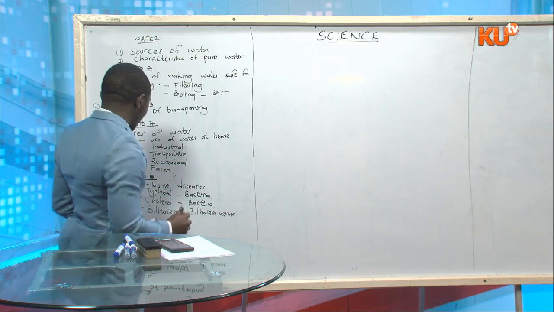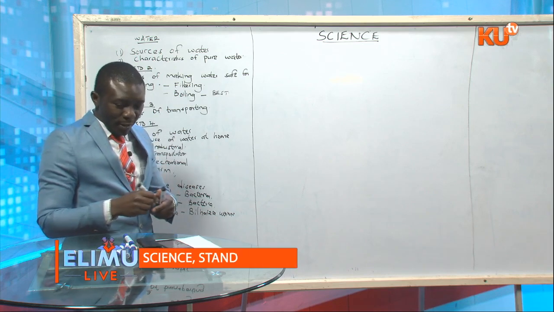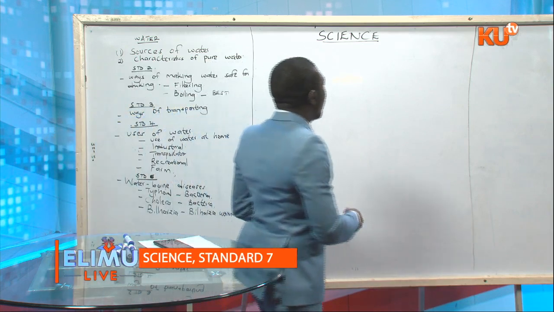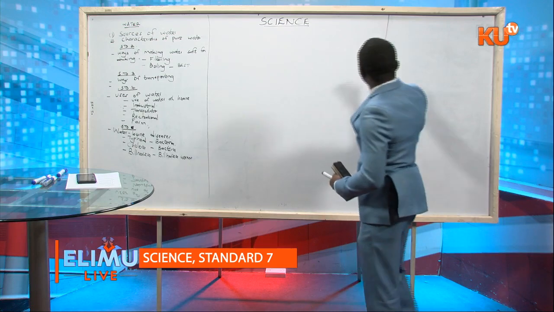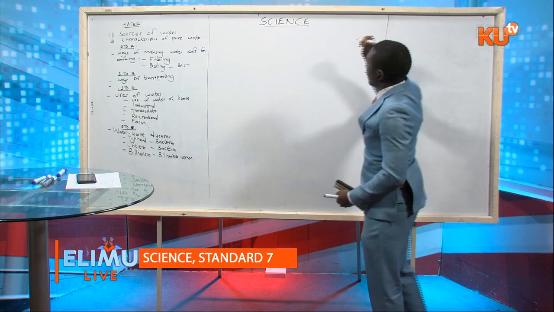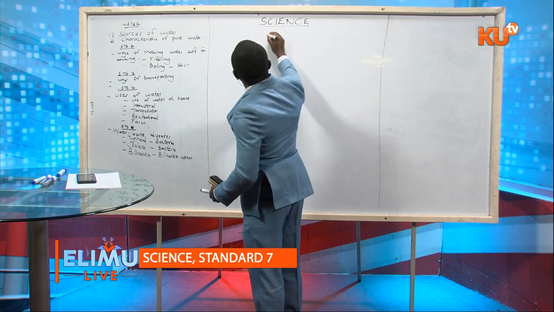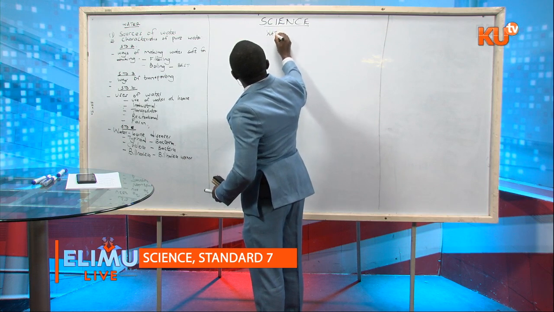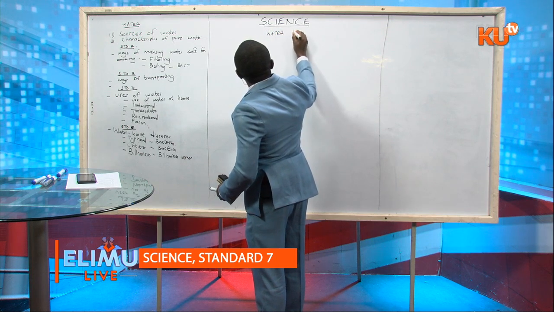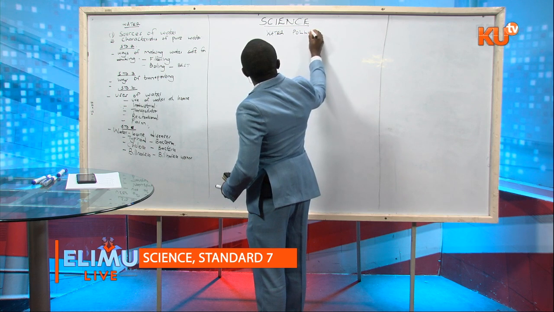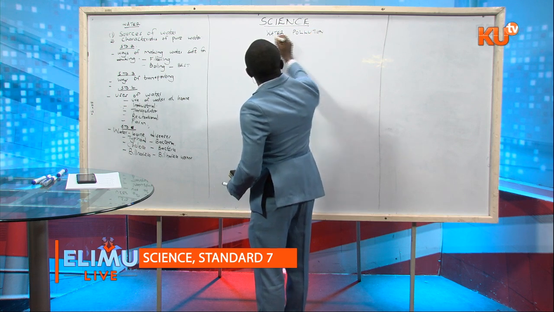Now in standard 7, we want to learn about this new thing known as water pollution. In class 7, standard 7 now, I believe that is where I am now. We shall learn about this thing called water pollution and some of the ways of conserving this water.